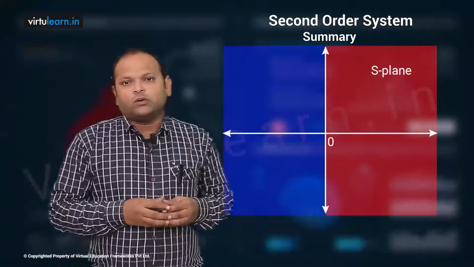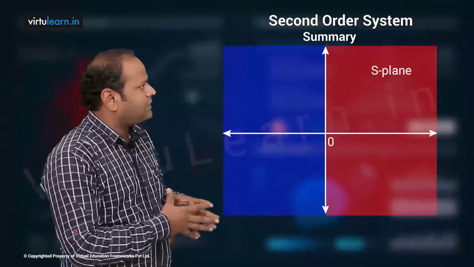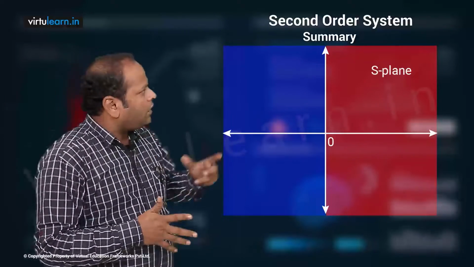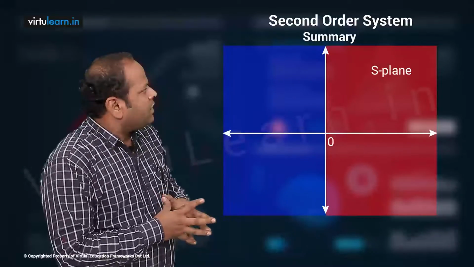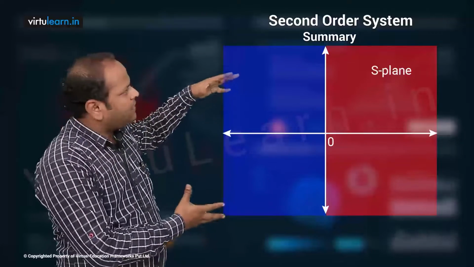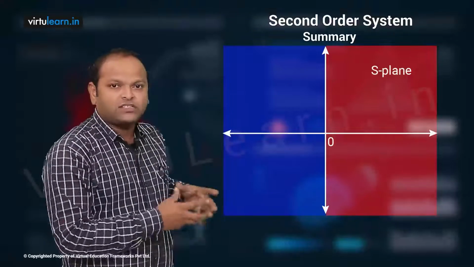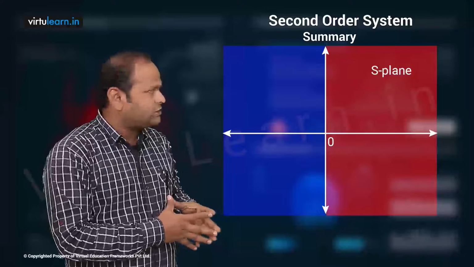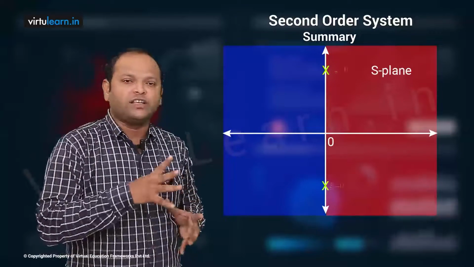Now, I can look at these poles. This diagram gives me the complete picture of how zeta is varying and how my poles are varying. Now, this is the S-plane. In this S-plane, when zeta is 0, I say there are two poles, and imagine I will take one pole here, another pole here, zeta is 0.